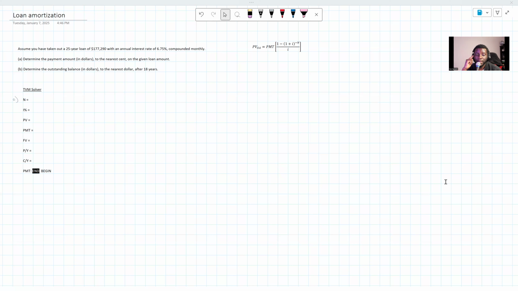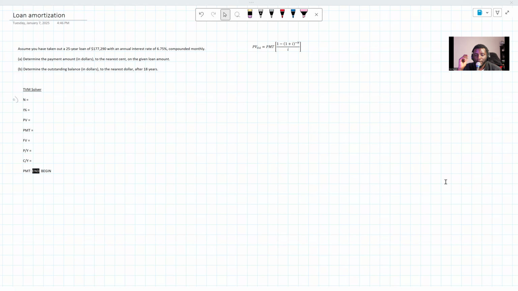Okay, so part A wants us to determine the payment amount, which means they want you to figure out the amount that you would pay at the end of every month for the duration of the loan period, which in this case is 25 years. So this is a loan amortization question. To amortize a loan means to pay a loan off with regular payments, usually over a predetermined period of time. So in part A, they want us to figure out what the amount would be that you pay at the end of every month.